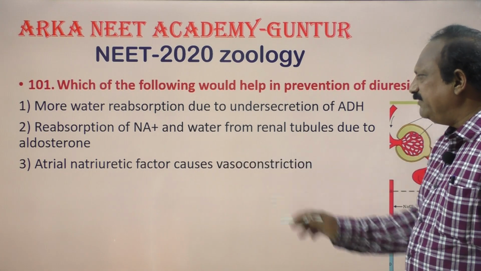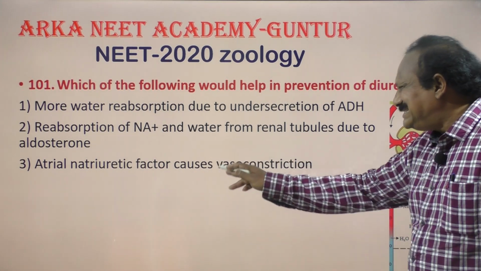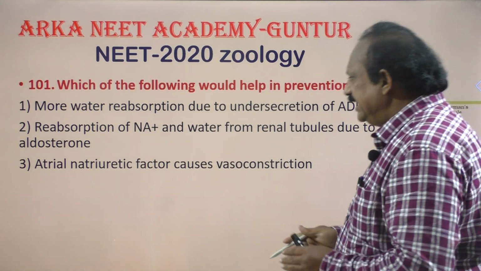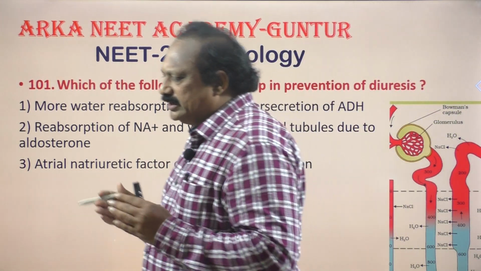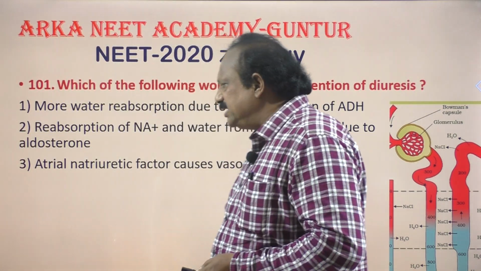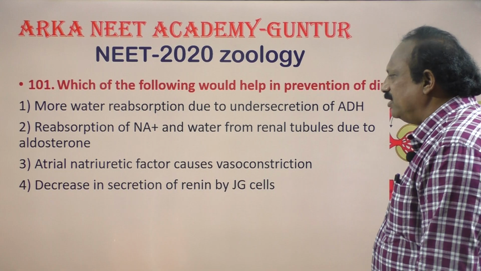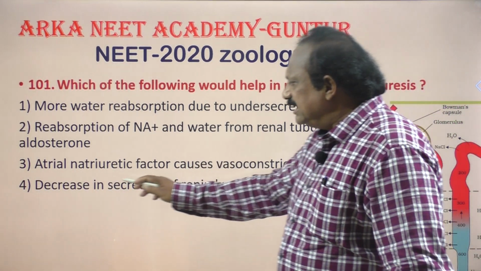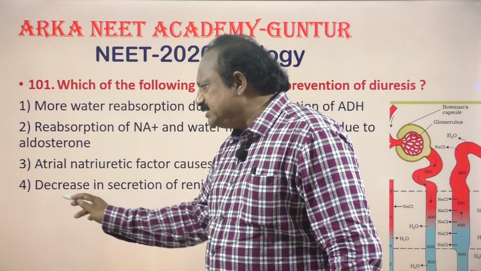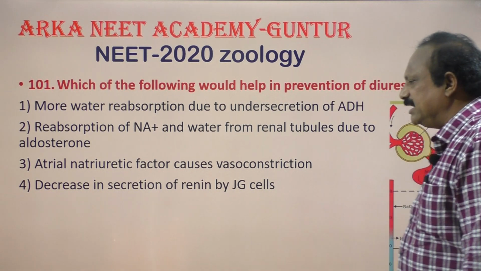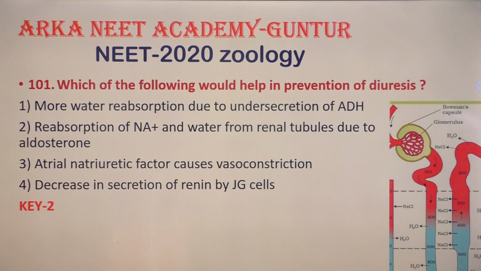Atrial natriuretic factor causes vasoconstriction. This is wrong. This is vasodilator. ANF is a vasodilator. It dilates the blood vessel so that the blood pressure is reduced. The third statement is wrong. Decrease in the secretion of renin by Golgi cells. This is wrong. Here a decrease is wrong. It should be increase. Therefore, the second option is the correct answer. The key is 2.